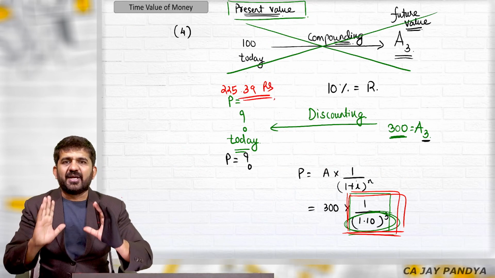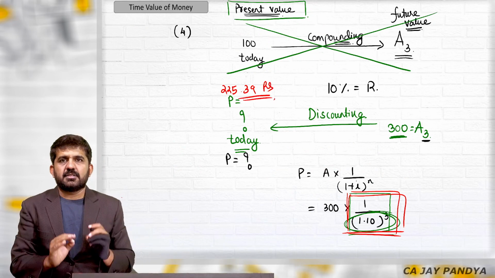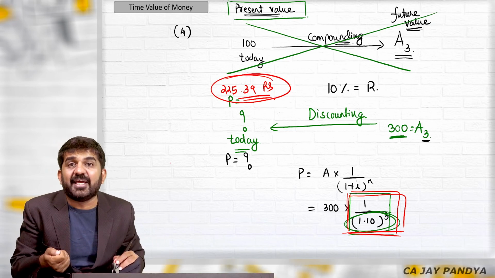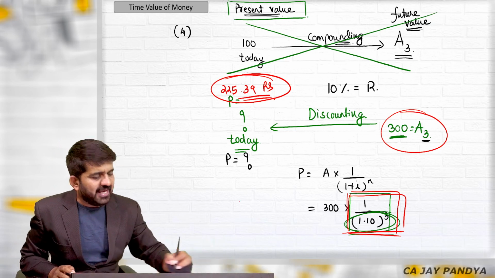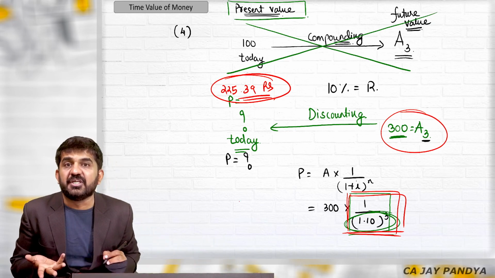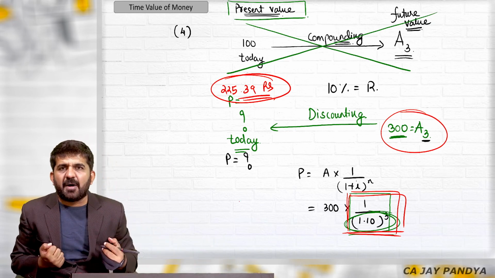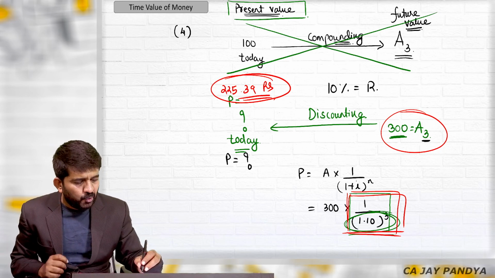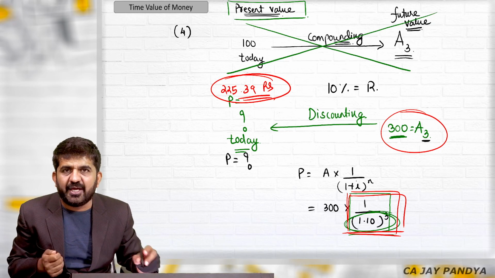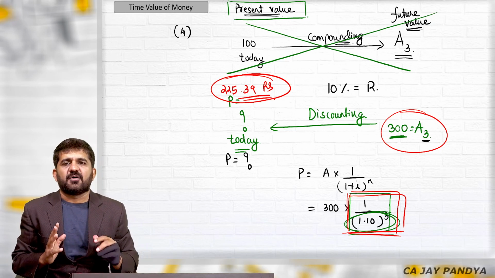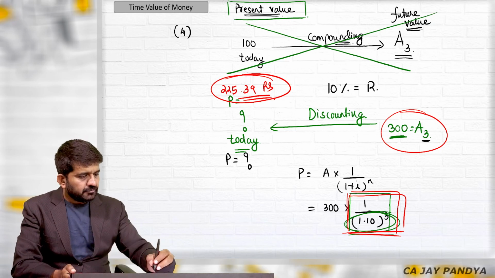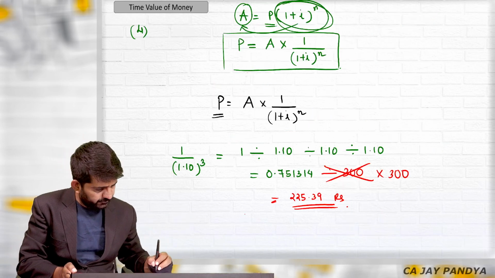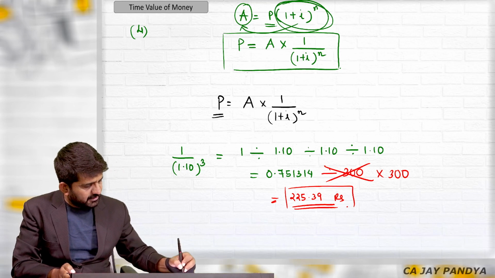Let us go out of mathematics and understand somewhat of finance. The real value of 225 rupees today is the same as 300 rupees after 3 years. The purchasing power, the real value, the real amount of 225.39 today is equal to 300 rupees after 3 years. This is nothing but the concept of present value. I've got this answer, right?